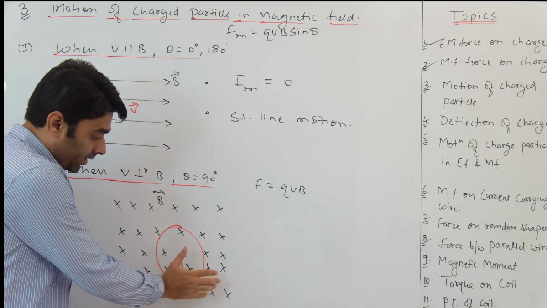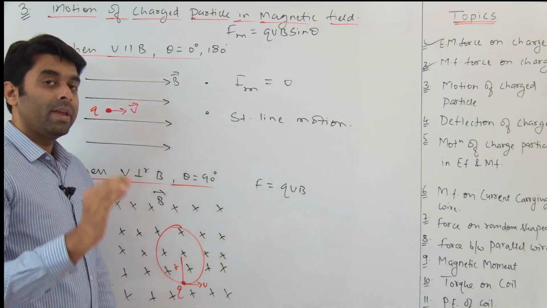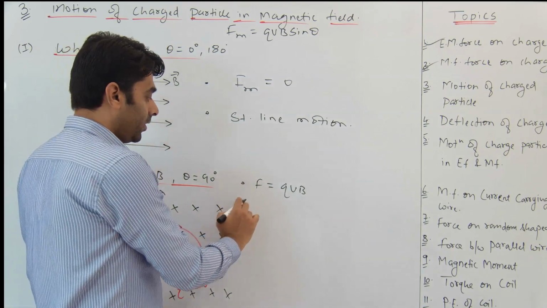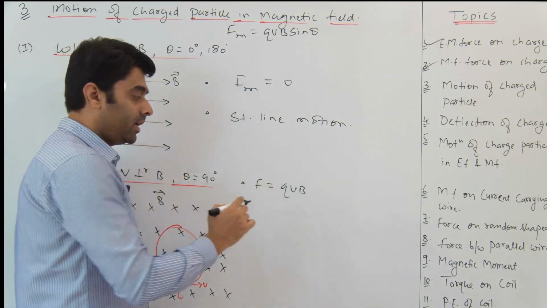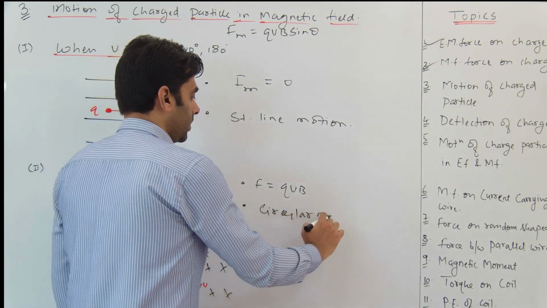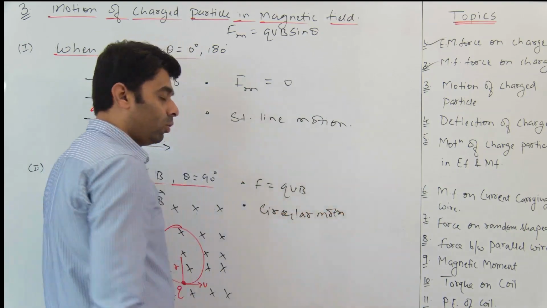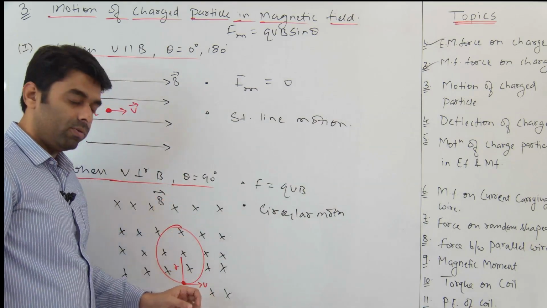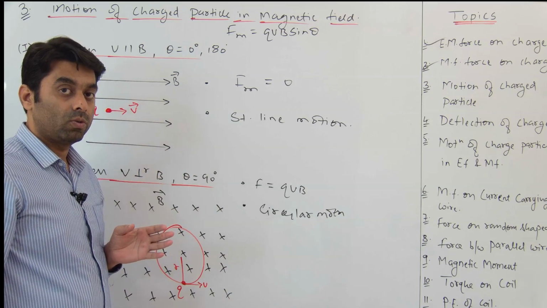If the magnetic force is always perpendicular to velocity, it will result in a circular motion. The magnetic force is qvB, and the particle will perform circular motion. As the force is always perpendicular to velocity, your particle will perform circular motion.